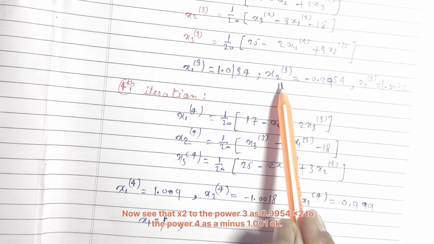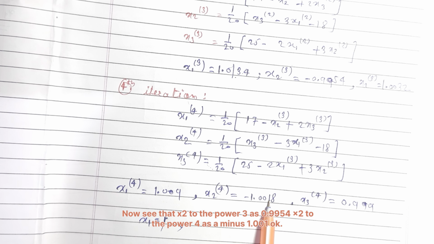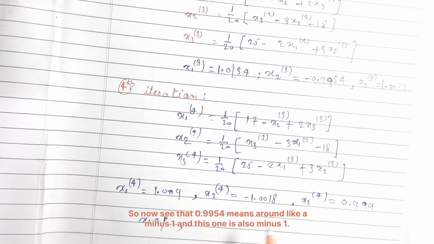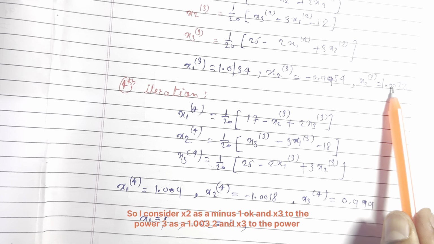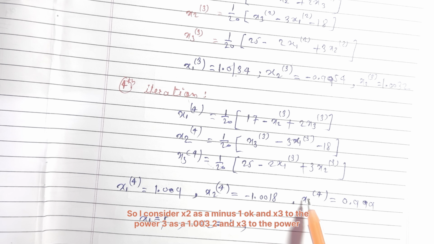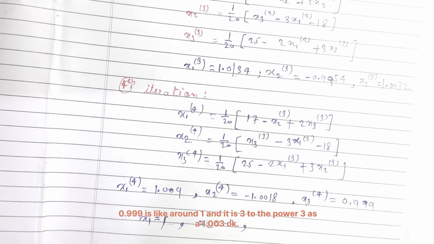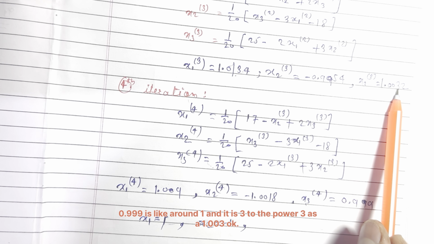Now see that x2 to the power 3 is minus 0.9954, and x2 to the power 4 is minus 1.0018. So 0.9954 means around minus 1, and this one is also minus 1, so I consider x2 as minus 1. And x3 to the power 3 is 1.0032 and x3 to the power 4 is 0.999. 0.999 means around 1.